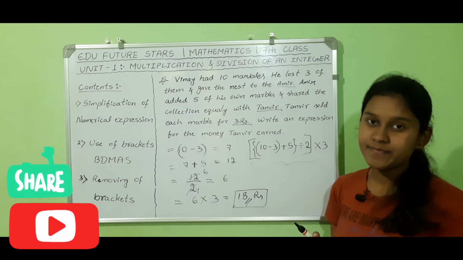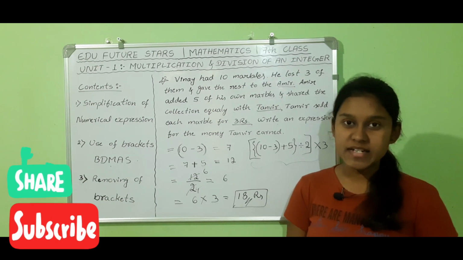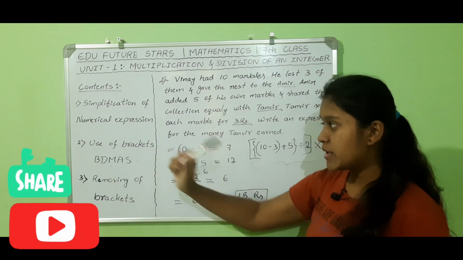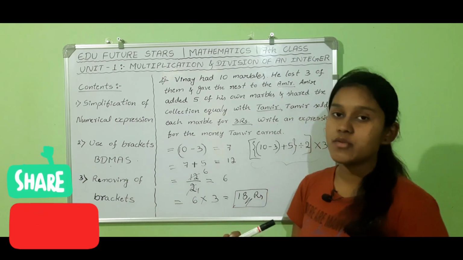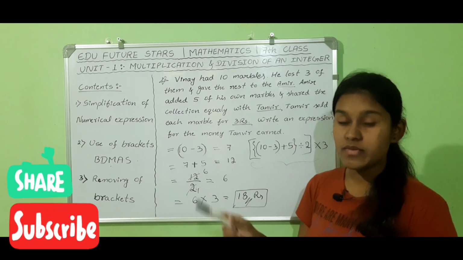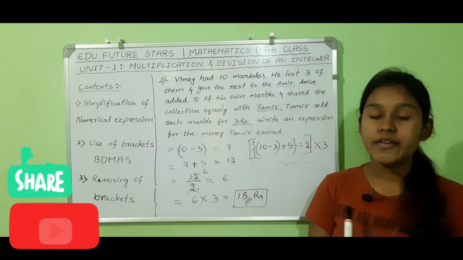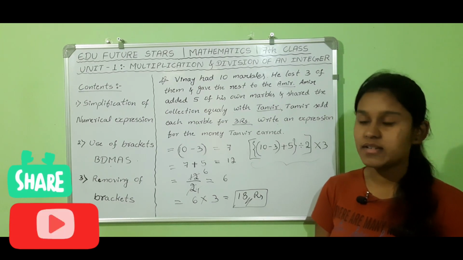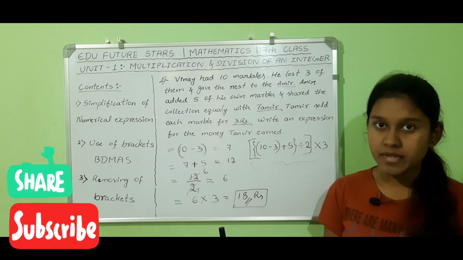Simple, right? This is today's topic. Understood? So we completed simplification of numerical expressions, use of brackets, and the BODMAS rule. Using the BODMAS rule again we learned, and removing of brackets, and one more thing, the vinculum also we learned, right? So these are some more concepts from this chapter.